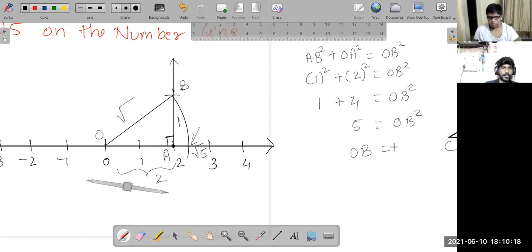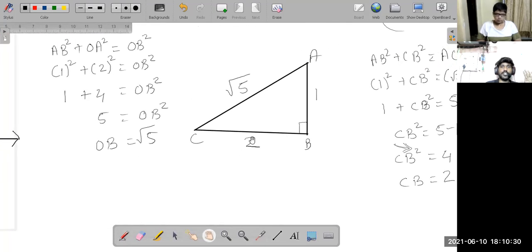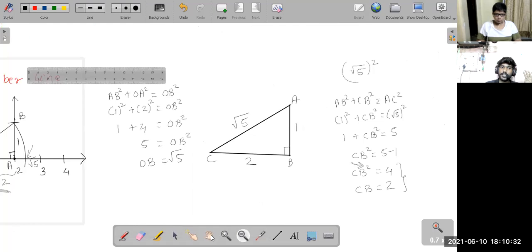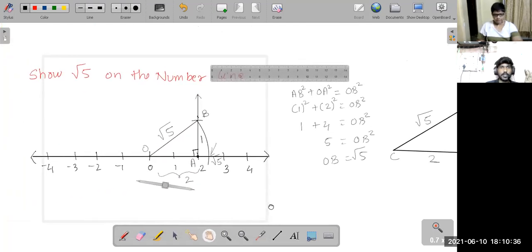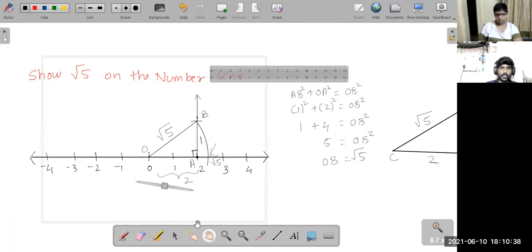Unmute, I didn't hear you. Root 5. So OB is root 5, and that only we had to show. And that is matching this. So did you understand right from the beginning what we did? Yes or no? Yes, sir. Okay, I'll go through it once again.